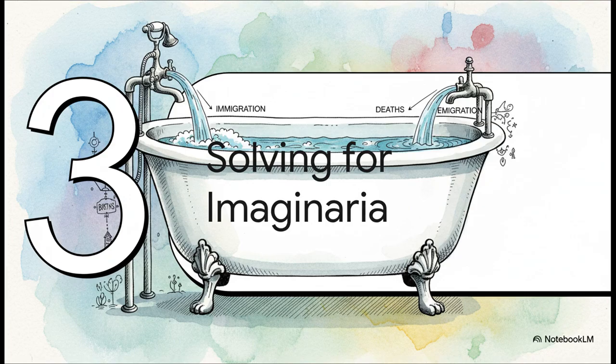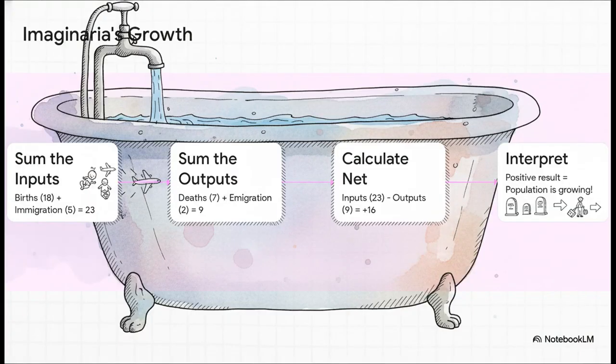Let's get our hands dirty and actually calculate the growth rate for a made-up country. We'll call it Imaginaria. All right, let's walk through this together. Step 1, we add up the ins. For Imaginaria, we've got 18 births plus 5 immigrants. That gives us 23 people coming in. Got it? Okay, step 2, add the outs. That's 7 deaths plus 2 emigrants, which equals 9 people leaving. Now for the final step, we take the ins and subtract the outs. So 23 minus 9 gives us positive 16. And since that number is positive, we know for sure Imaginaria's population is growing.